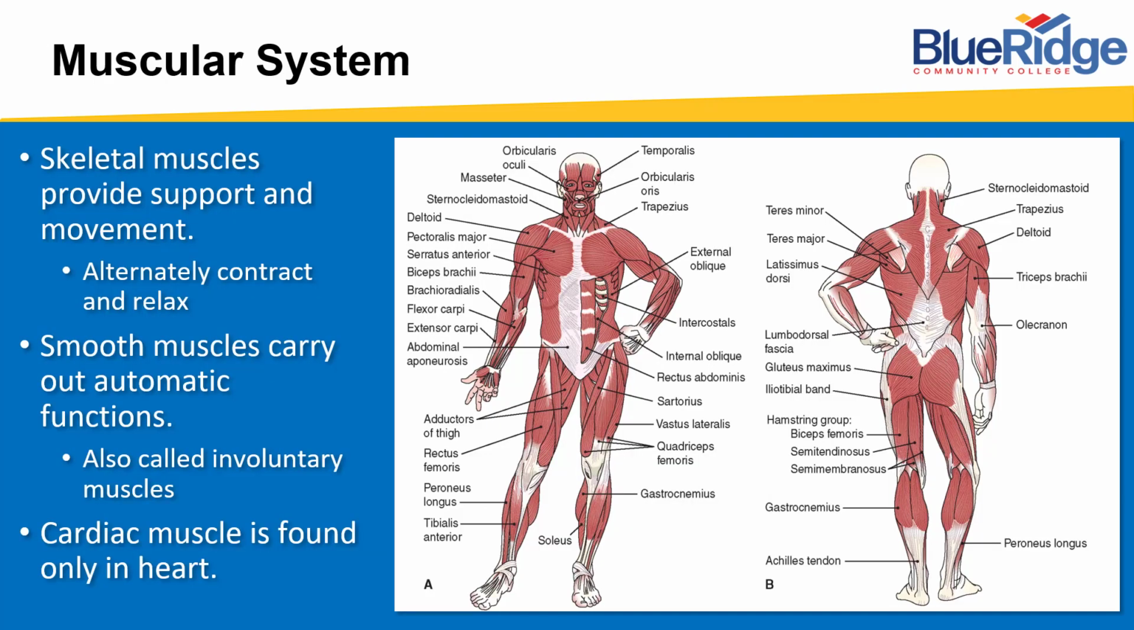Your skeletal muscles provide support and movement by alternately contracting and relaxing. Your smooth muscles carry out automatic functions. This is also called involuntary muscles. And then your cardiac muscle is found only in the heart.